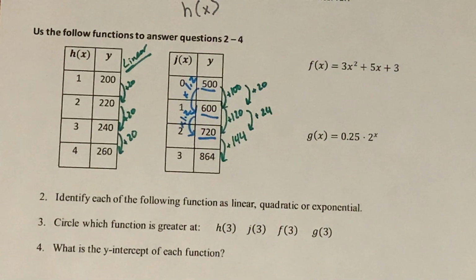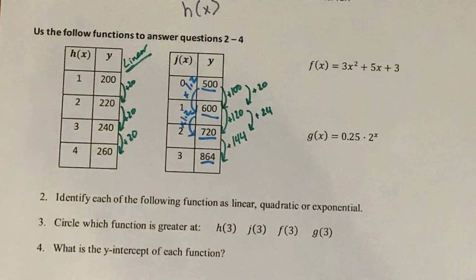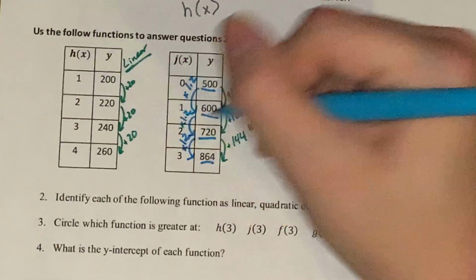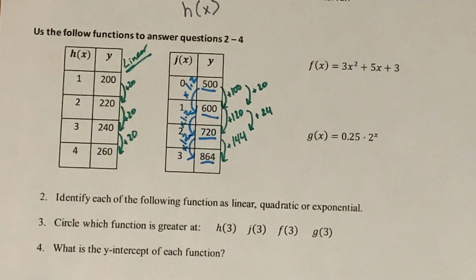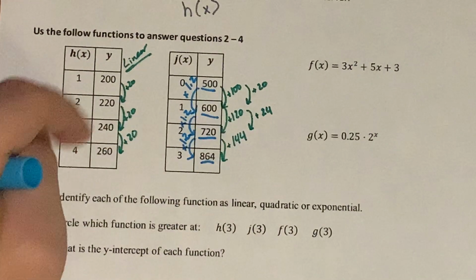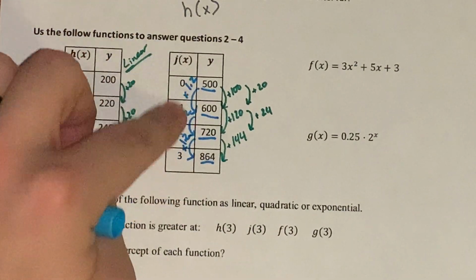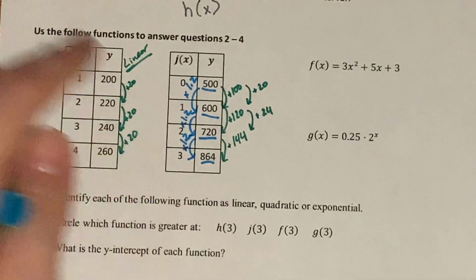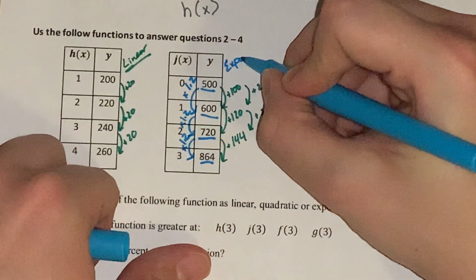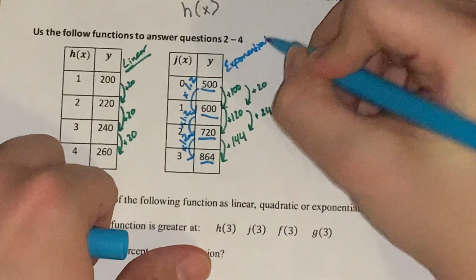And finally, 864 divided by 720. So this one divided by the previous one. And it turns out that all of these are being multiplied by 1.2. So if the first differences are not the same, the second differences are not the same, and the common ratio, which you're multiplying by, is all the same, then I can determine that j of x is an exponential function.